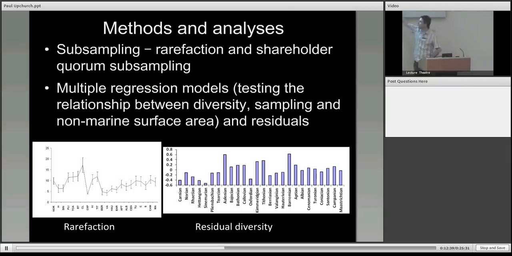And on the bottom right here, that's the diversity curve for dinosaurs. These are residual diversities when you've tried to remove the effects of sampling in this way. We also used some multiple regression techniques to try to look at what was controlling dinosaur latitudinal diversity. We could use controlling or explanatory parameters such as various sampling measures, but we could also put in things like land area to see what might be explaining the distribution of dinosaurs with latitude.